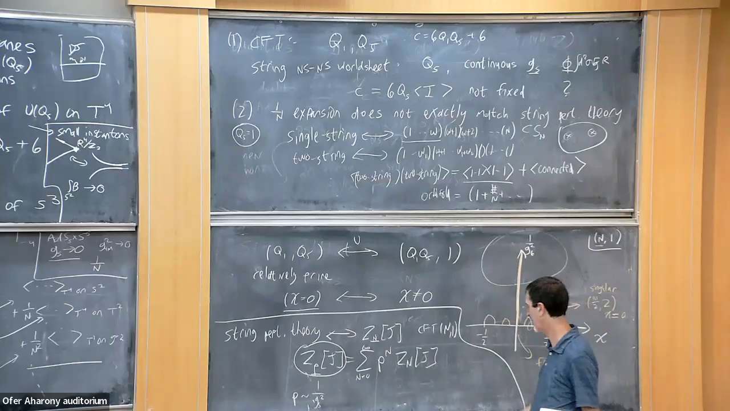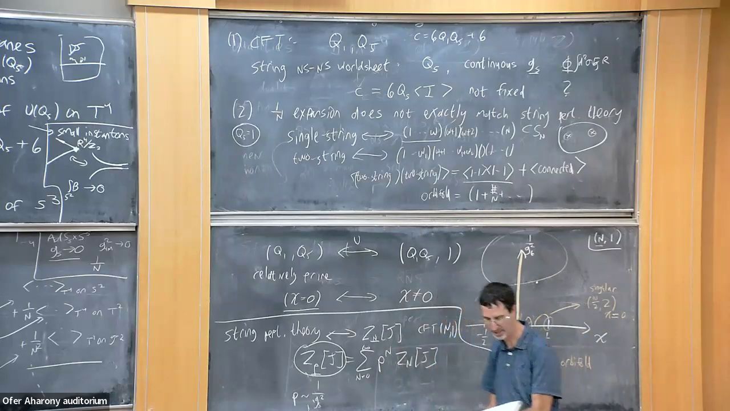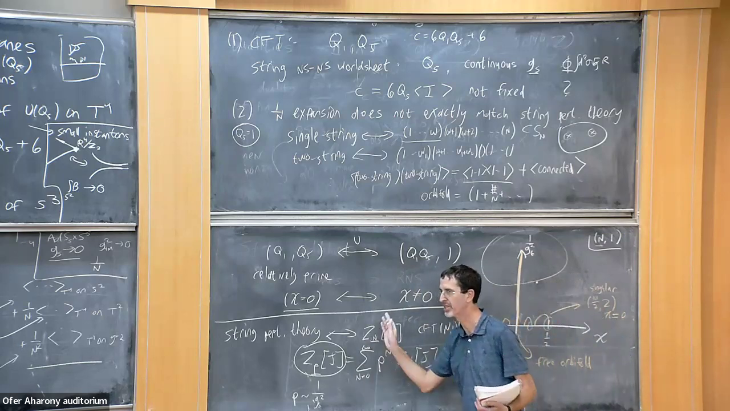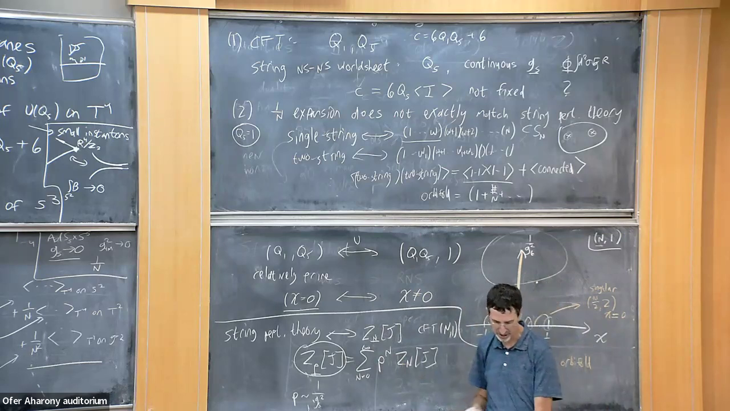So the claim is that this resolves those confusions, and it can be shown explicitly for many different correlation functions. So any questions about this?